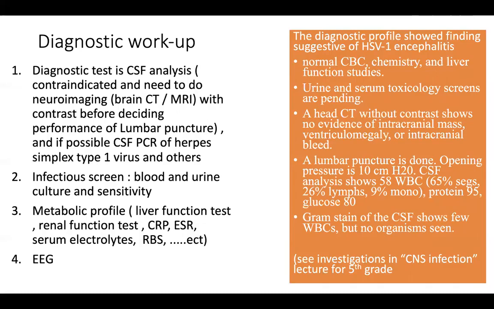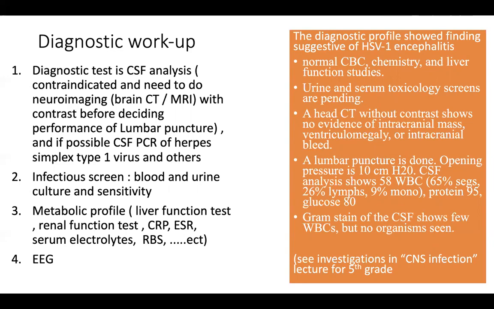We can do an infectious screen, blood and urine culture and sensitivity. The blood culture and sensitivity is very useful. In meningitis, its diagnostic yield reaches up to 90 or 95%. Other tests include metabolic profile and EEG. In focal seizure, we have to do EEG. So the diagnostic profile is highly suggestive of herpes simplex virus type 1 encephalitis.